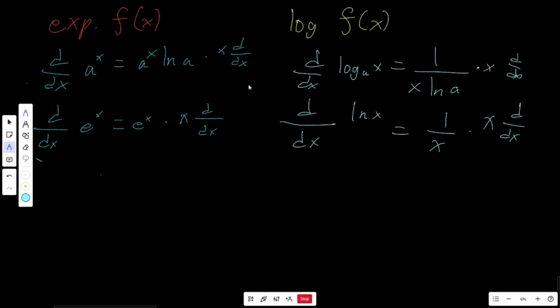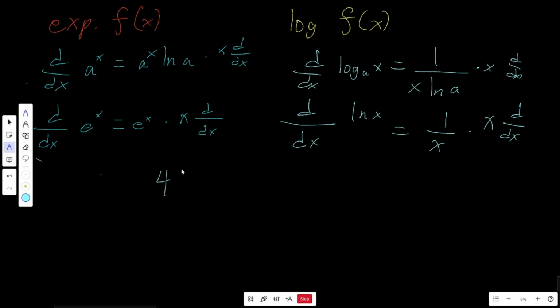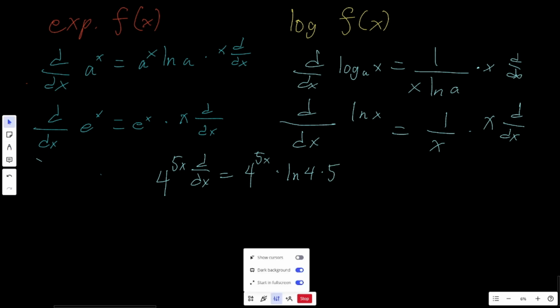So to try from both of these worlds, let's try deriving, for example, 4 to the power of 5x. Using this format, we're going to be getting the derivative of this, which is equal to 4 to the power of 5x times ln 4 times the derivative of 5x, which is 5. So this now is the derivative of 4 to the power of 5x.